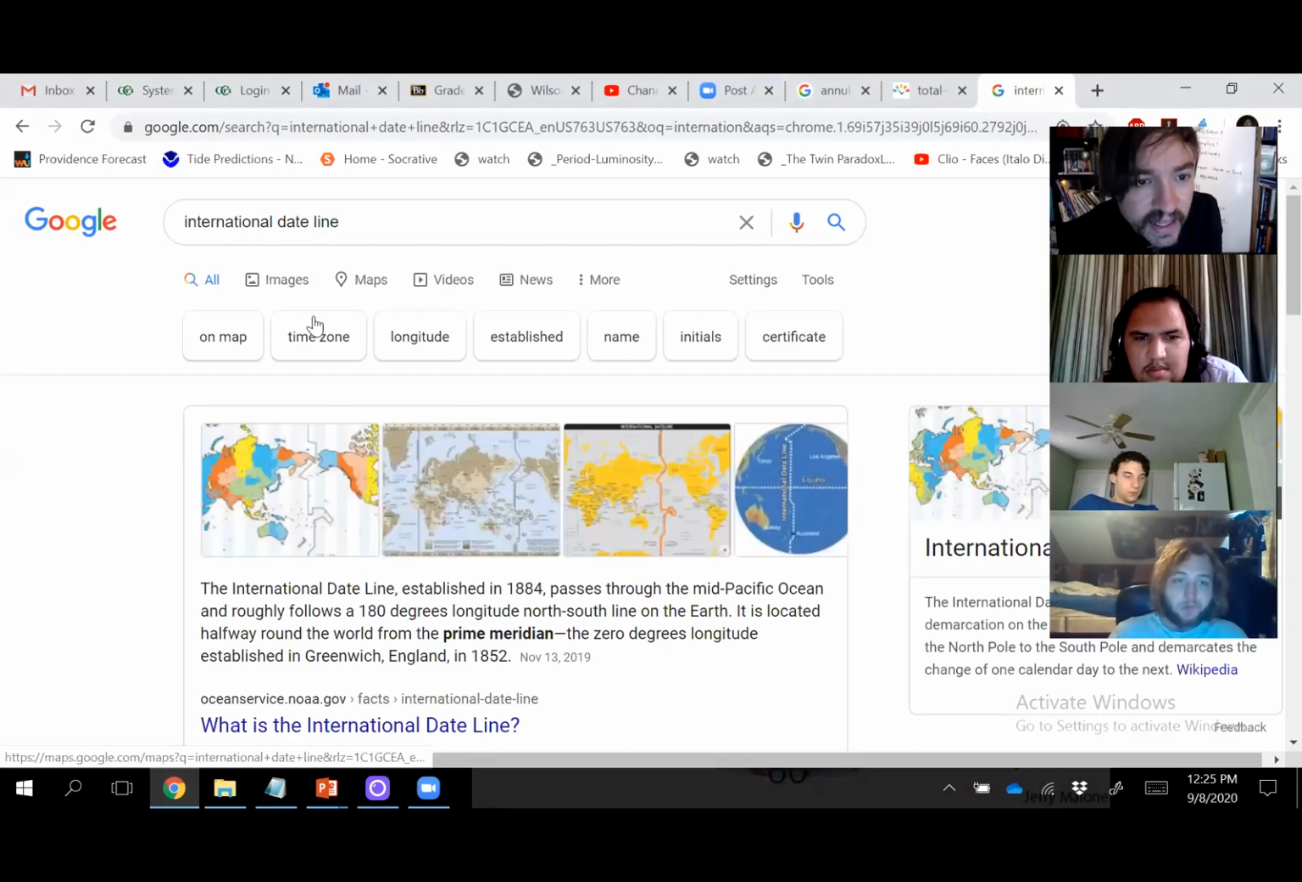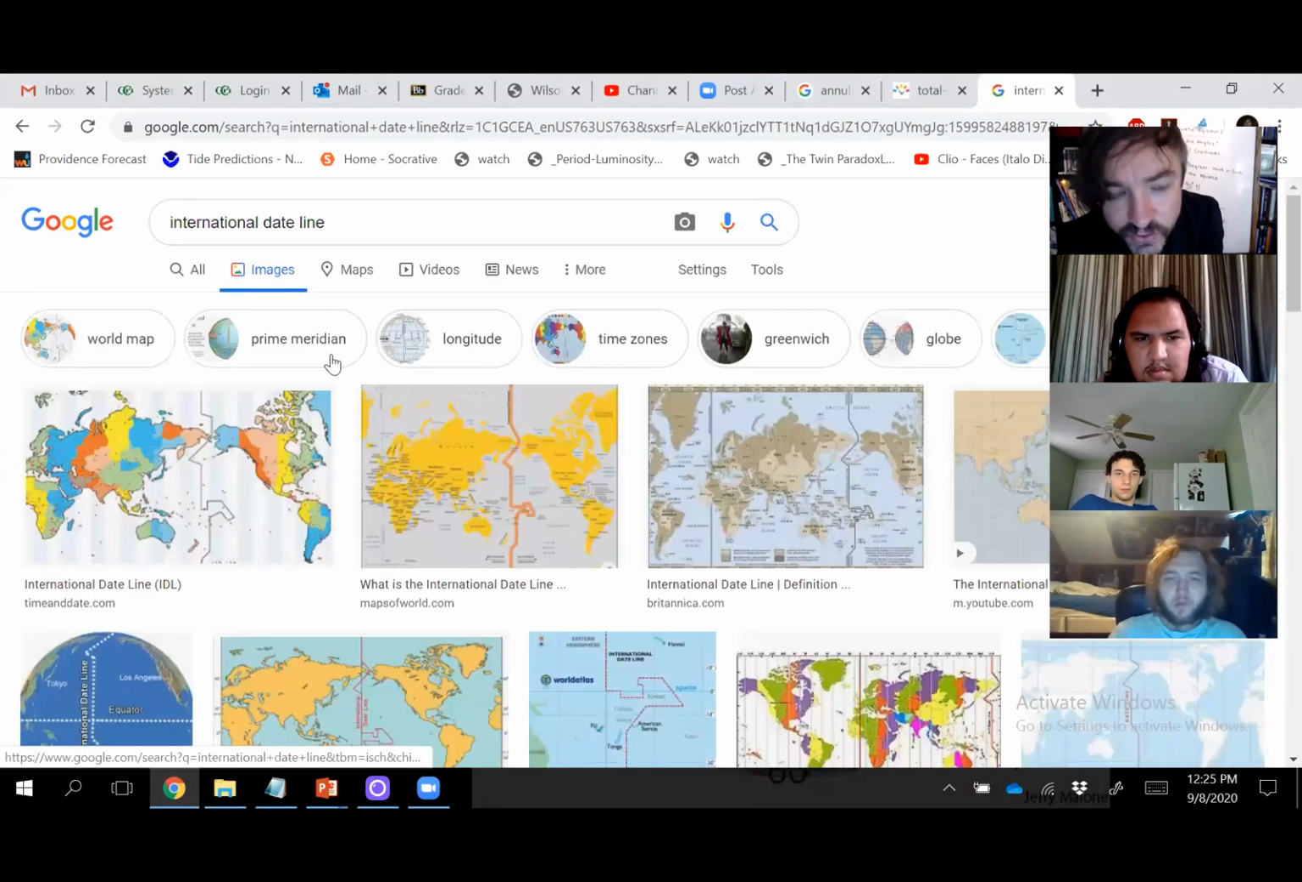The international date line is where we define the boundary between days on Earth. Let me say that better. It's where we have like Tuesday end and Wednesday begin.